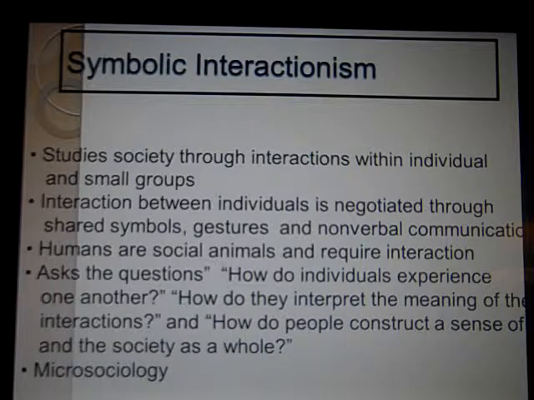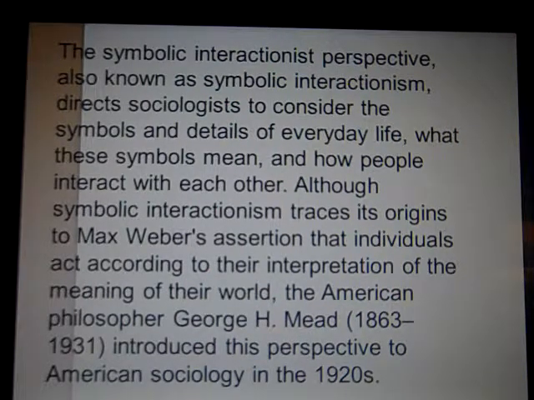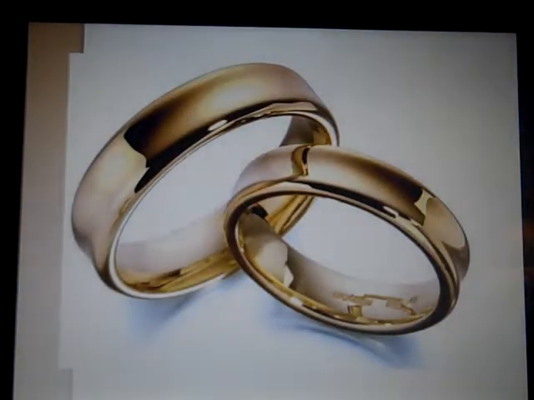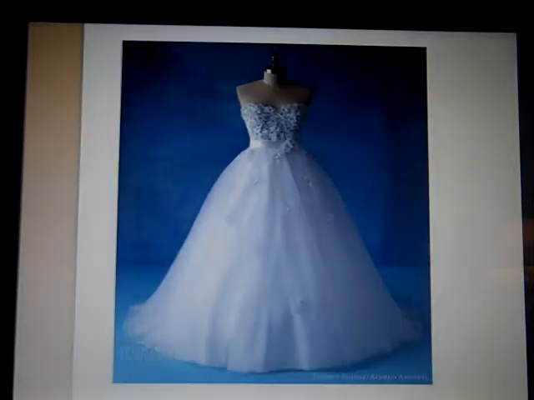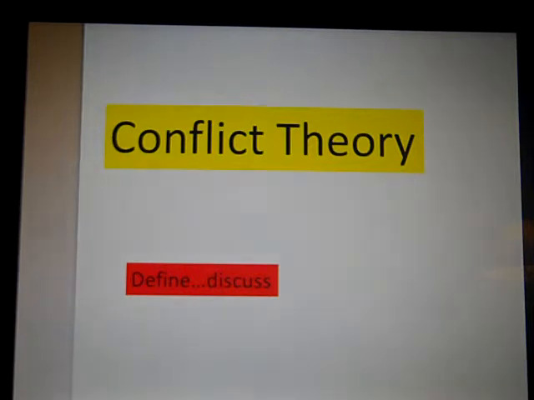How do we construct a sense of society as a whole? The symbolic interactionist perspective directs sociologists again to consider the symbols and the details of everyday life. We have very specific symbols within our society, things that mean very specific things. When you see two rings, these rings represent unity, marriage, fidelity. The traditional white wedding dress represents chastity, virginity, purity. So we're looking at the subjective meanings again.